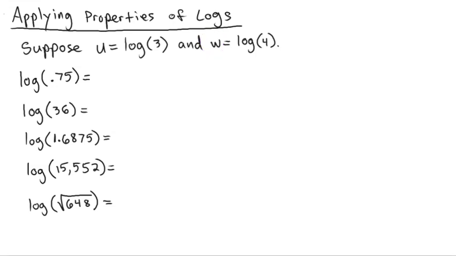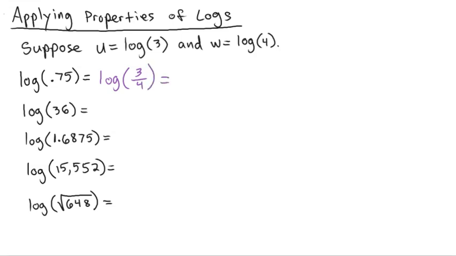We're given the logarithm of some unusual numbers, and we want to find out how these numbers are related to 3 and 4. It takes a little bit of creativity. I can tell you that 0.75 is the same thing as 3 divided by 4. 3 divided by 4 is 0.75, right? So we could rewrite this one as the log of 3 divided by 4.